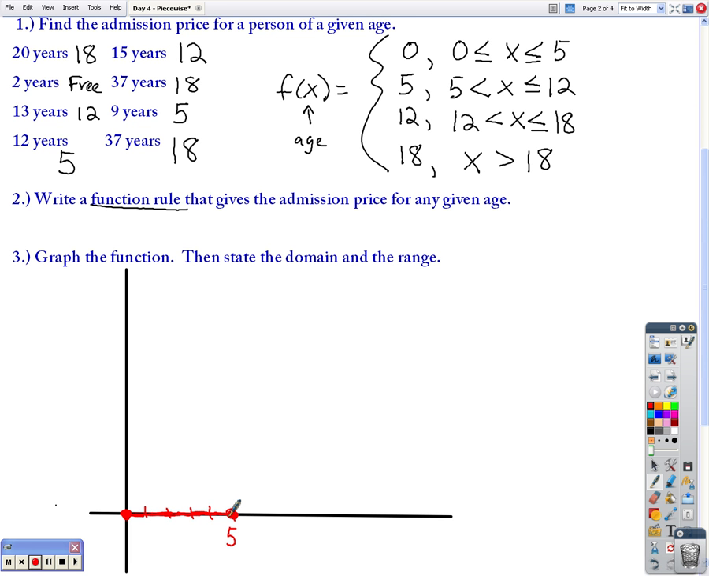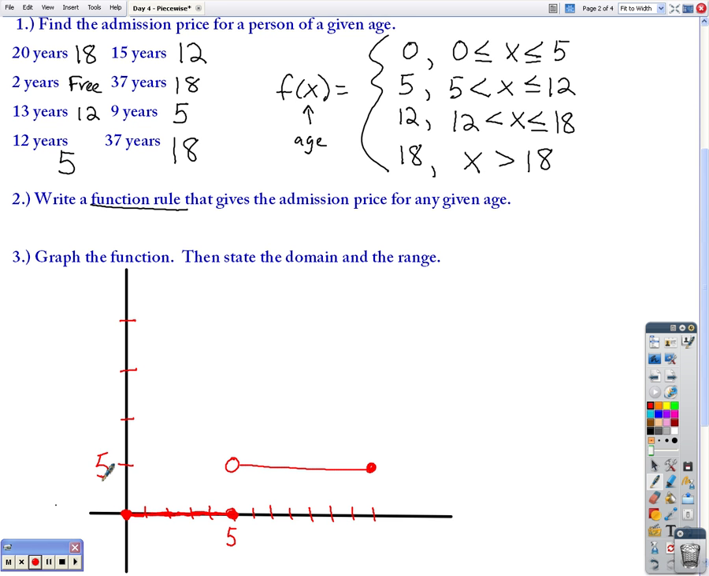Okay. Then we need $5. So I'm going to make my scale go by 5s. 5, 10, 15, 20. So it's going to cost $5 if you're older than 5 up to 12. So I'm going to put an open circle at 5, 6, 7, 8, 9, 10, 11, 12, and a closed circle at 12. And connect. So if you're anywhere between 5 and 12, it's $5.